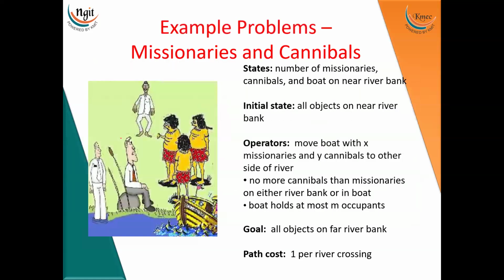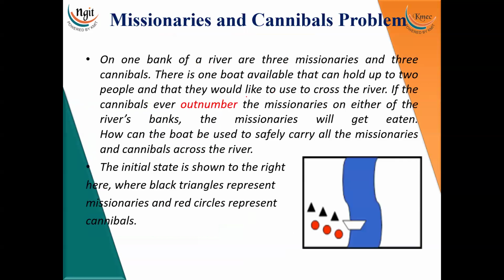Now, similarly, we'll discuss one more problem, that is the missionaries and cannibals problem. This is also one of the important problems in AI. So here, there are two kinds of persons, that is missionaries and cannibals, and a boat. There is one boat for them to move from one bank of the river to the other bank. Initial state, all objects are near the river bank. Here, operators can be: we can move X missionaries and Y cannibals to the other side. Before going to that, let us describe this. What is the problem here?